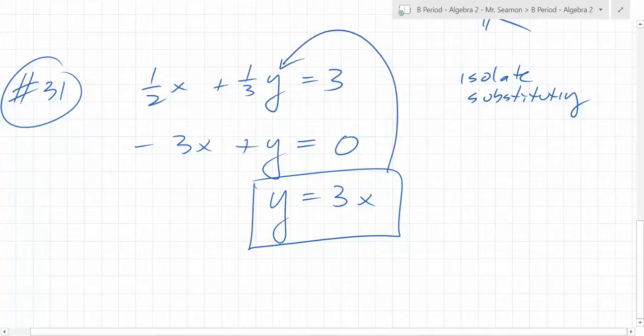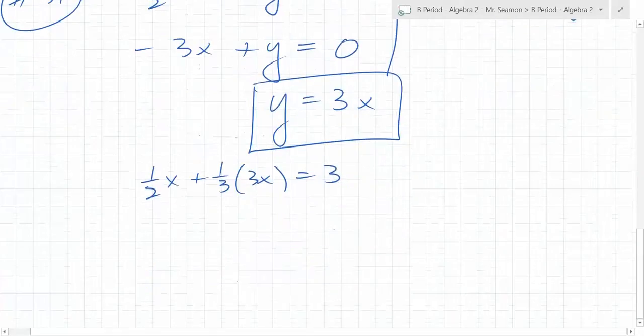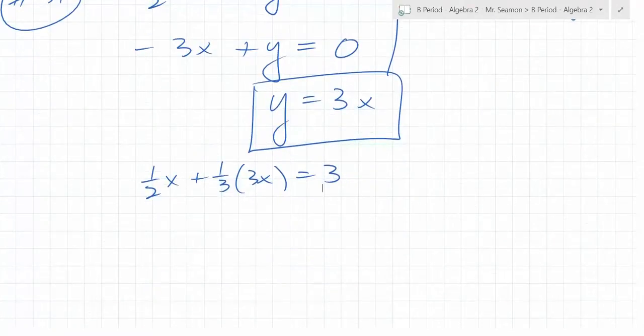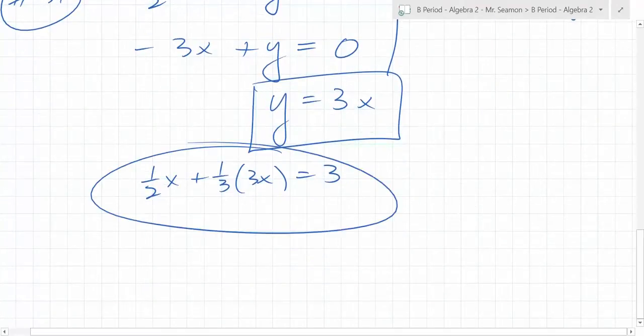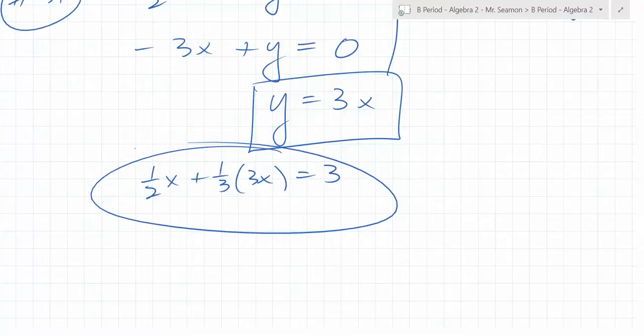Right there. 1/2 x plus 1/3 times 3x is equal to 3. Okay, how many equations is that? That's one equation. And how many variables are in there? One. Is that a good thing? Yeah, it is. It's very good.